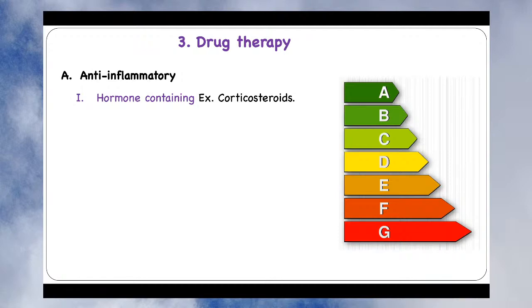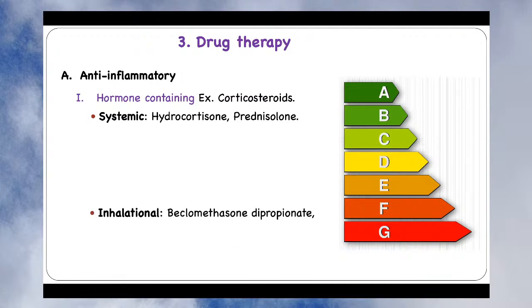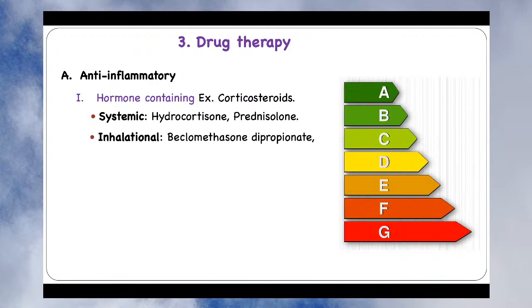So corticosteroid can be given in two ways. The first way is by using a systemic dose, you can give it orally or through IV injection. Examples of this type of corticosteroid are hydrocortisone and prednisolone. So you give either orally or through IV injection in case of an emergency condition, in case of a very severe asthmatic attack. Okay. And the second way, as I have mentioned earlier, is through inhalation.